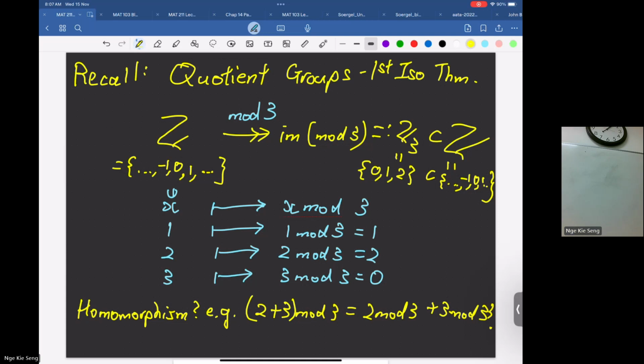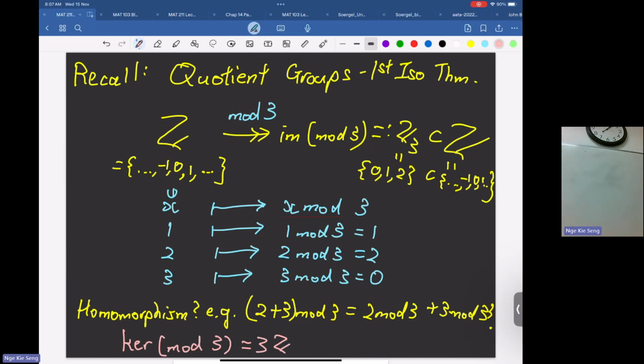All the multiples of 3. So we can see that the kernel of mod 3 is the multiples of 3.